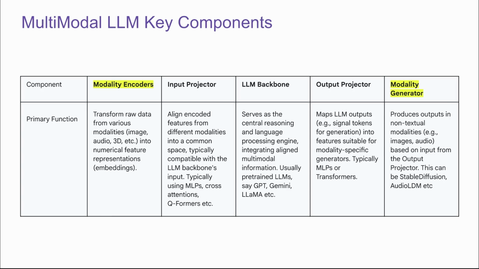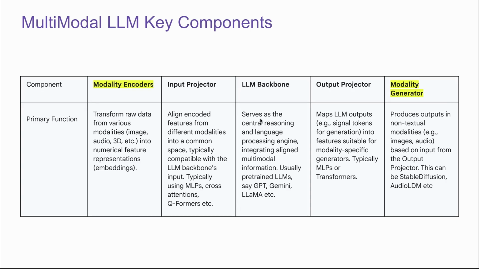The key components are, first, modality encoders. The primary function is to transform raw data from various modalities, say image, audio, or text, into numerical feature representations, usually embeddings. The next component is the input projector. It aligns encoded features from different modalities into a common space, typically compatible with the LLM backbone's input. And this is usually done using MLPs, cross attentions, Q-formers, etc. The third key component is the LLM backbone.